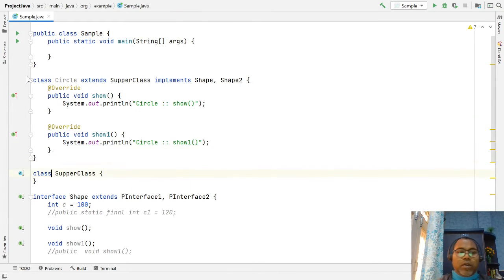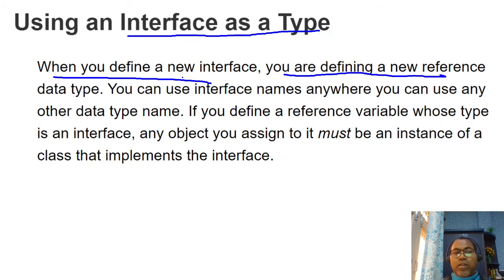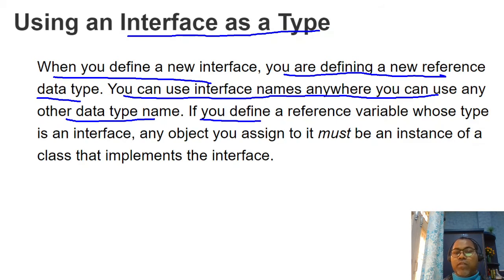So let's see how we are going to use it. How to use an interface? Using the interface as a type. An interface is a reference type first. When you define a new interface, you are defining a new reference data type. You can use this interface name anywhere, like any other data type name.